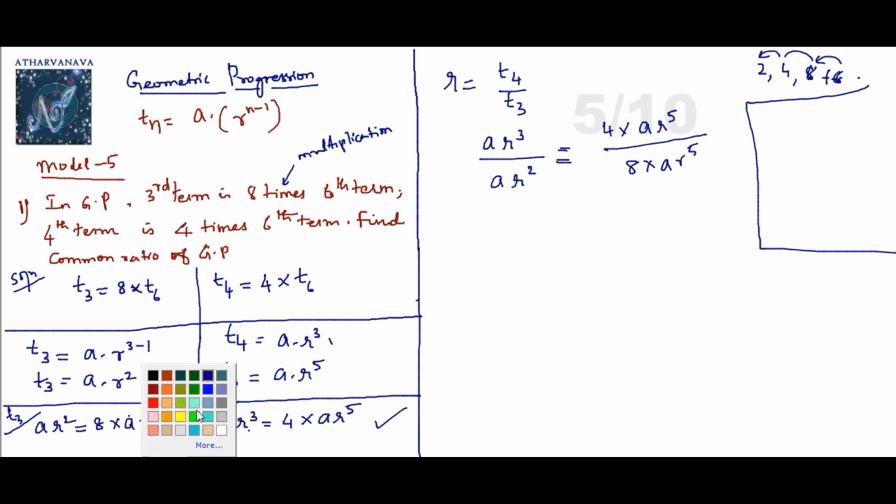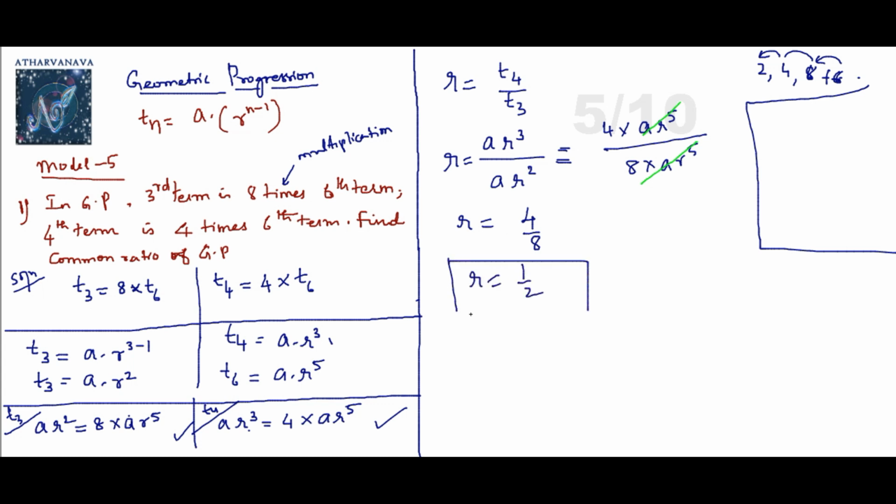Now if you observe carefully, both are ar power 5, so I can remove it. So I can write this equivalence: r is equal to, can I write 4 by 8? Here I am not cancelling anything. Remember this part: I am equating these terms because that relationship has been given to us, and the r value is 1 by 2. Straight answer. No need to do any kind of calculation, just the answer.